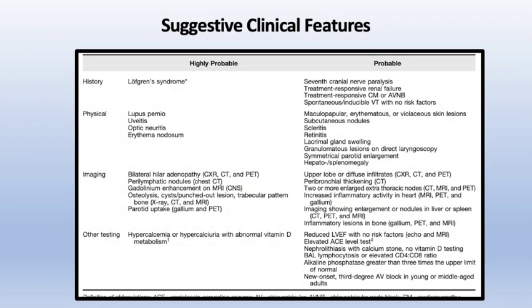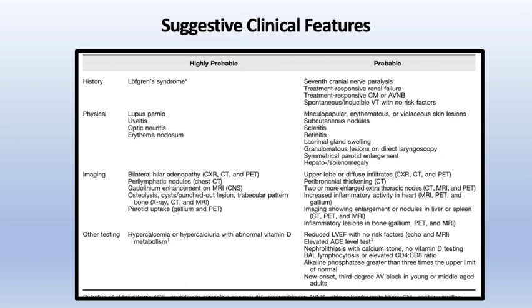Now, the guidelines give us very clear suggestive clinical features that may be highly probable and probable of sarcoidosis. So to start with, it's to be remembered that there are certain conditions that are highly probable of sarcoidosis and which may not require a diagnostic tissue biopsy as well. These include Lofgren syndrome, lupus pernio, as well as Heerfordt syndrome.